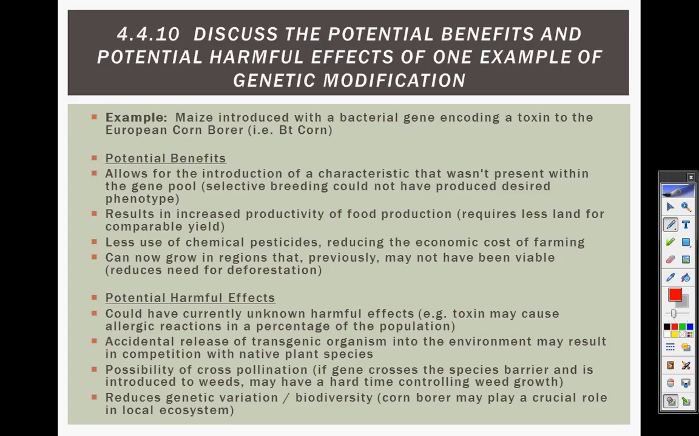All right, maize. Introducing the bacterial gene encoding a toxin to the European corn borer. What benefits do we have? Discuss potential benefits and potential harmful effects of an example of genetic modification. Here was a benefit of making this corn unbreakable by the corn borer. Bore means make a hole in. It allows for the introduction of a characteristic that wasn't present within the gene pool. Selective breeding could not have produced the desired phenotype.